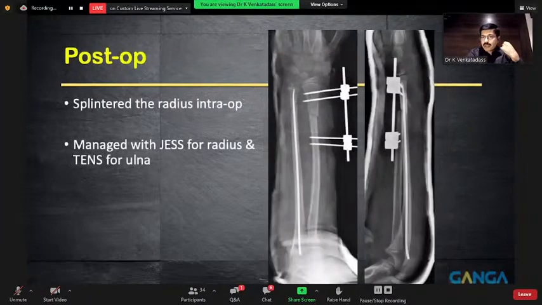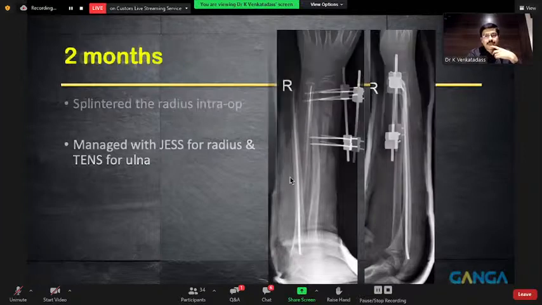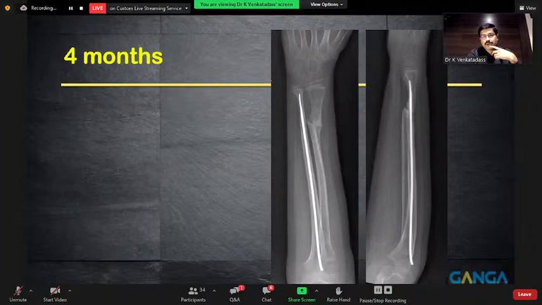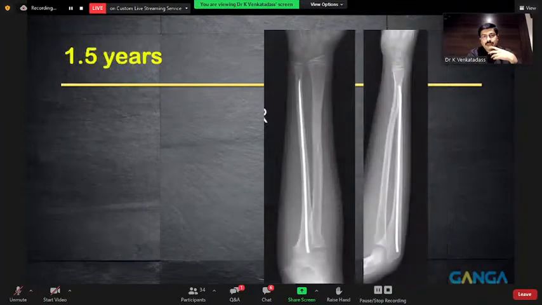So intraoperatively, when he tried to pass the TENS, he splintered the distal radius completely. Once you splinter it, your chance for pinning is also gone. So we had to do a plate fixation for the radius and then do a TENS for the ulna. And then it took a lot of time for this fracture to heal. We had to maintain them in a cast for about 3 months. At 4 months, the fracture was looking like it was healing. And luckily at 1.5 years, without any problem, the fracture healed well.